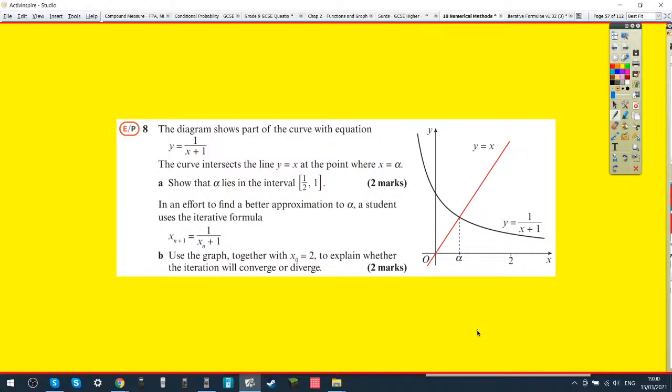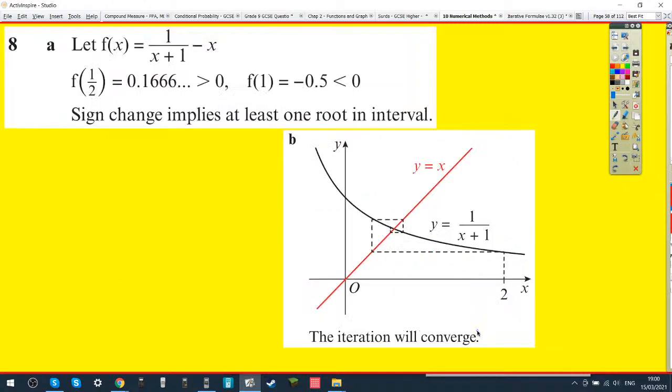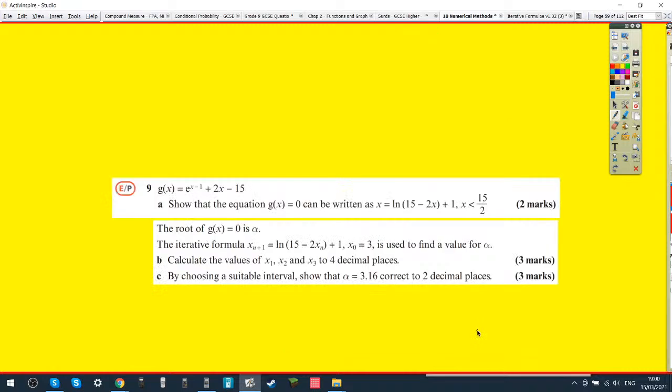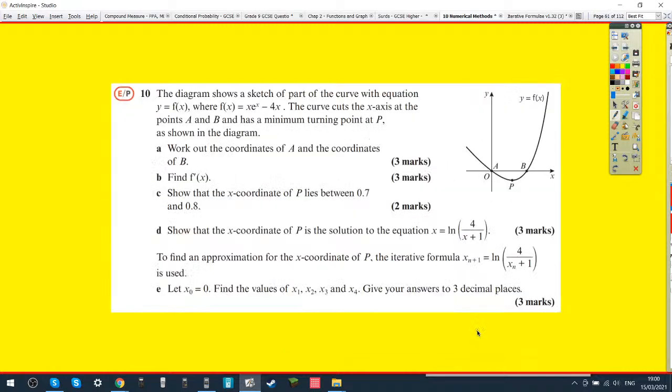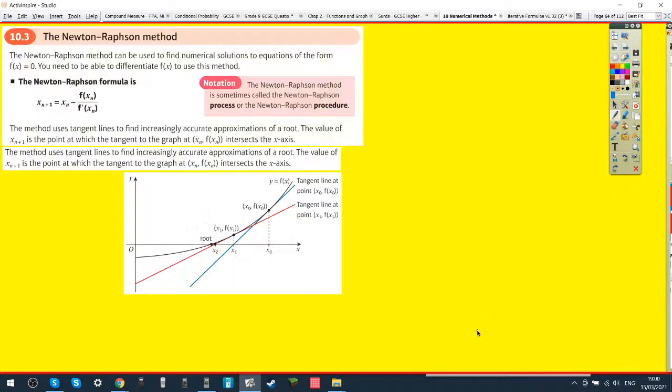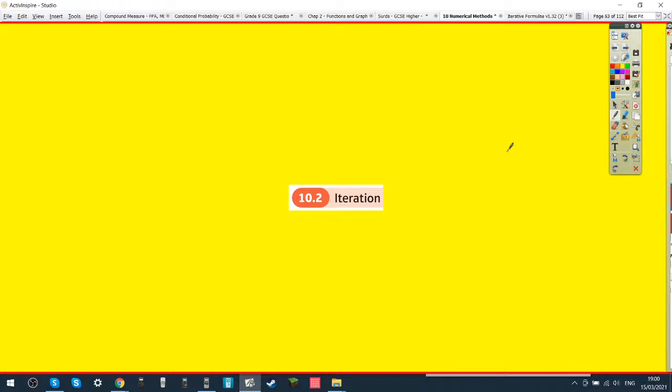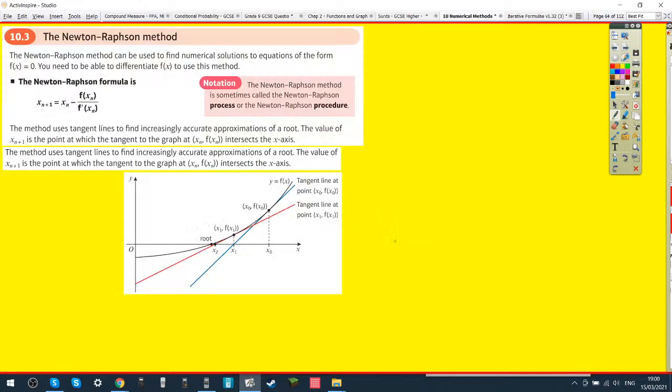Okay, so we didn't do B a little bit. Calculate the values. Show that there's a root between these two values. Yep. Okay, iteration. What do you give yourself? Probably a tick. Yeah, that's all right. How was that for you, Andrey?